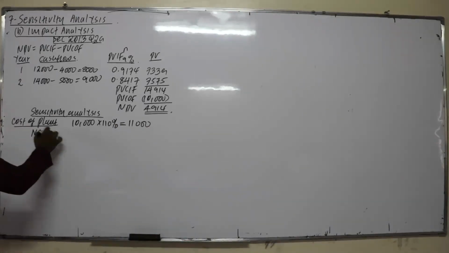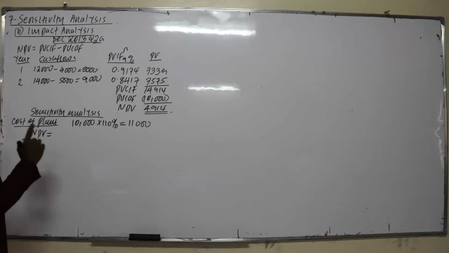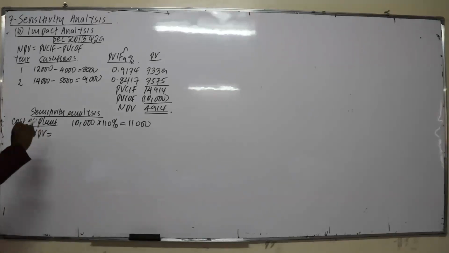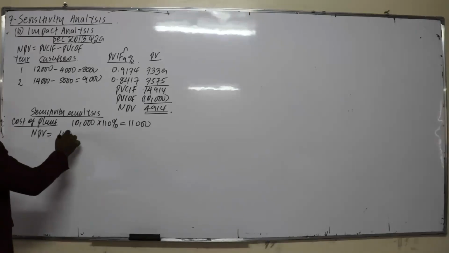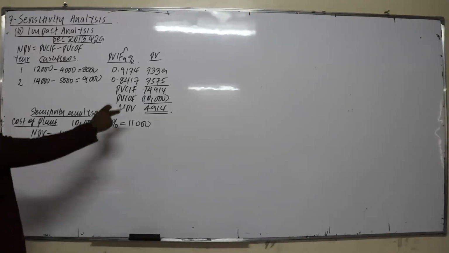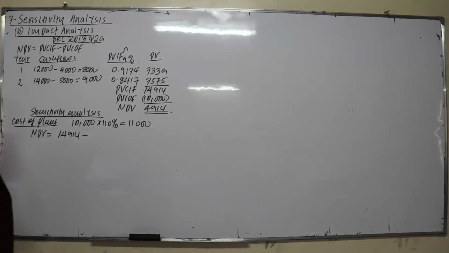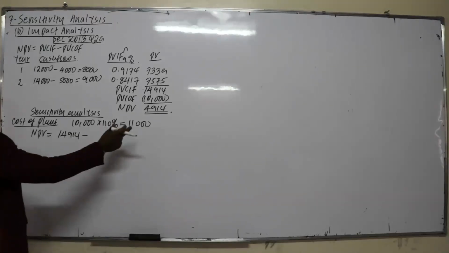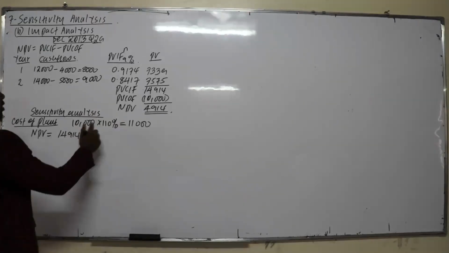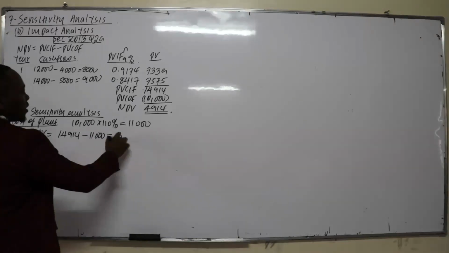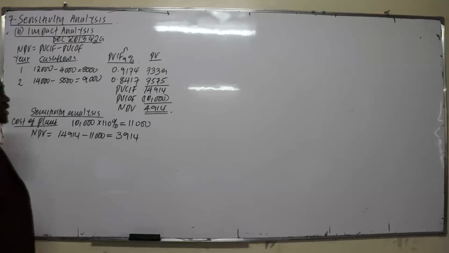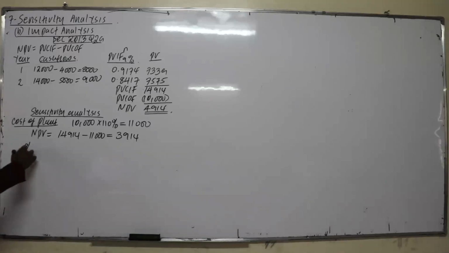So how much will be our NPV? Remember, I said that at the impact analysis, we compute the percentage change in NPV. So to get NPV, you take the present value of cash inflow. That one is not changing, 14,914. Then you deduct the present value of cash outflow. Now, when it's affected adversely and increased by 10%, now it will be 11,000. So our new NPV will be how much? That 3,914. Good.